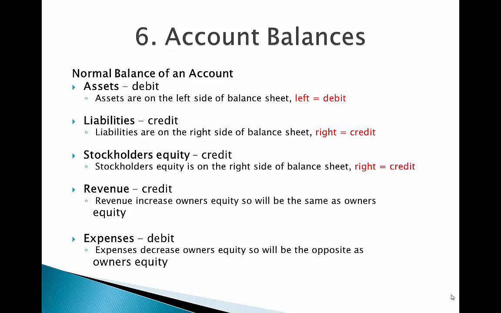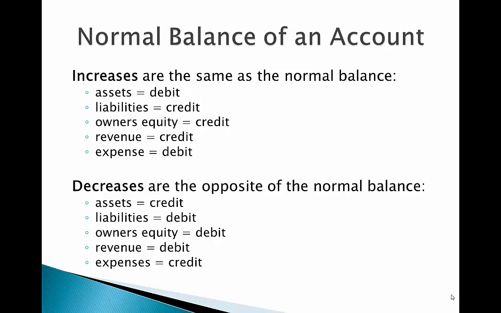The normal balance of an account. Assets are debit, and assets are on the left side of the balance sheet, so it makes sense. Left, debit. Liabilities are credit. Liabilities are on the right side of the balance sheet, so right, it would be a credit. Stockholders' equity is a credit. Stockholders' equity is on the right side of the balance sheet, so right would be credit. Revenue is credit. A revenue increases owner's equity, so it will be the same as owner's equity. An expense is a debit, and expenses decrease owner's equity, so it will be the opposite of owner's equity.